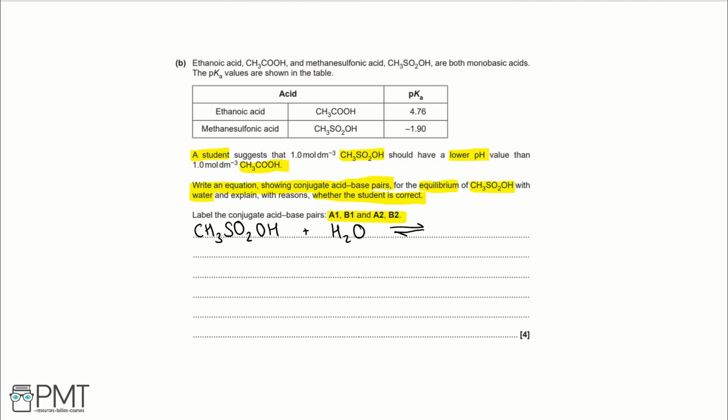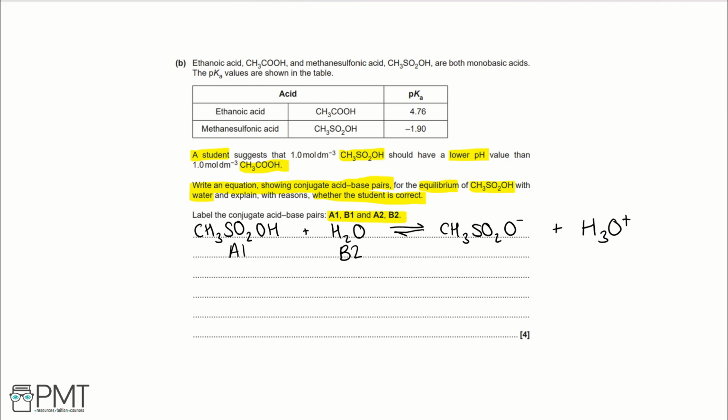We need to identify which is the acid and which is the base. Out of methane sulfonic acid and water, methane sulfonic acid is going to be the acid. So we have A1, and then water is going to be B2. An acid is a proton donor, which means we're going to create CH3SO2O- because it's donated its proton to water, which will produce H3O+.